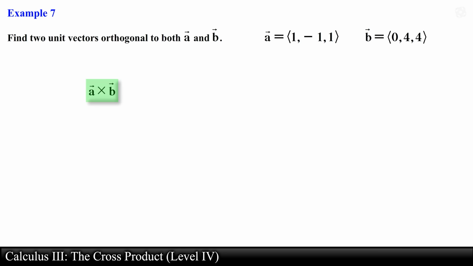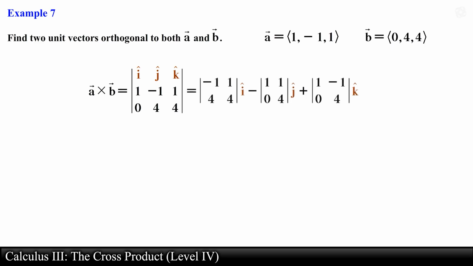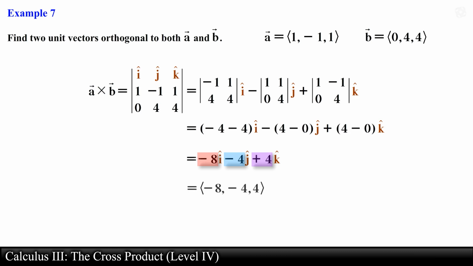So let's start by finding the cross product between vector A and vector B. Since we are given the components of each vector, let's go ahead and use the component definition of the cross product and set up our determinant. Once we have our determinant, we go ahead and find the minors of the matrix. Then, we go ahead and compute each of the 2x2 determinants. Simplifying the expression, we obtain the following components for the cross product between vector A and vector B.